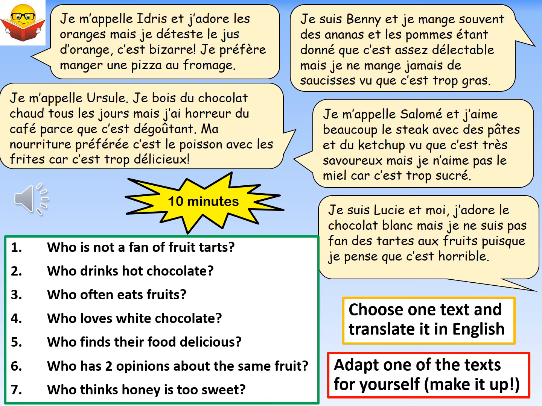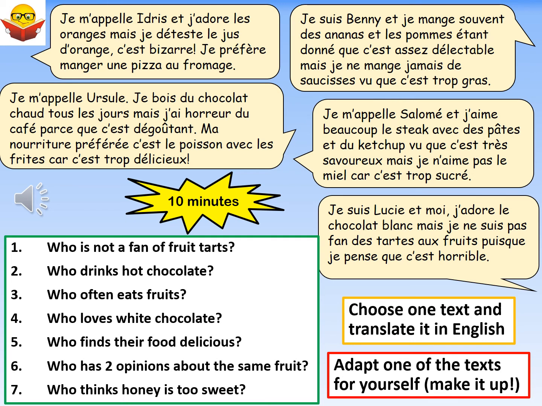So can you have a look? You have got 10 tasks. All the green task questions start with the word who. So I only need you to be writing either Idriss or Ursule or Benny or Salome or Lucie. Those are the only possible answers, okay, for the green task. Once you've done the green task, look at the amber one. It asks you to choose one of the 5 light yellow texts and translate it back into English.